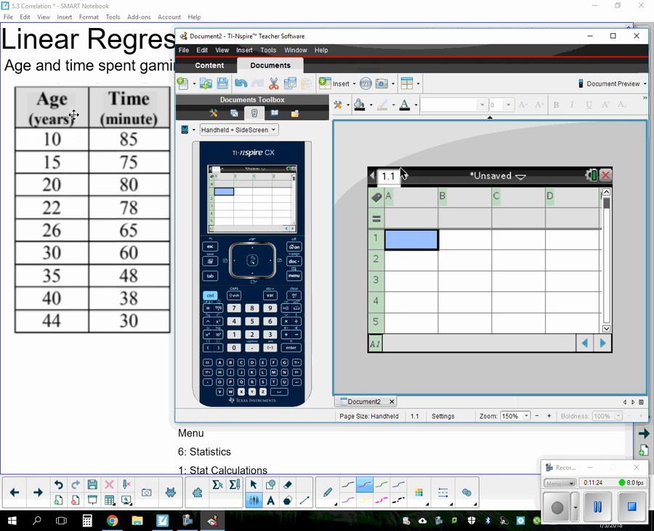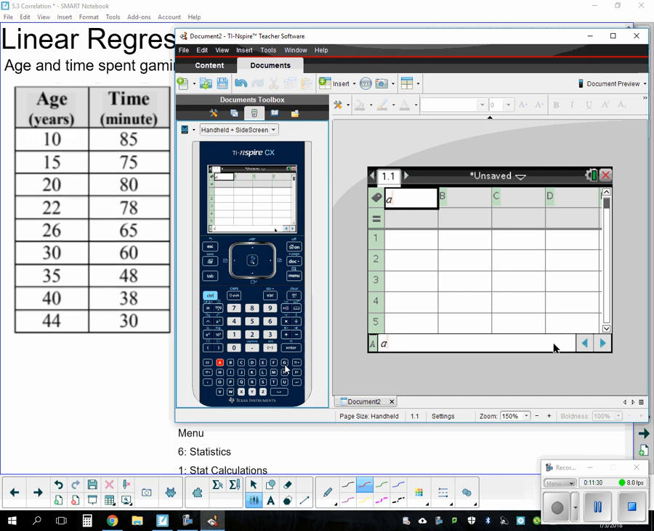So here are my lists over here. I'm going to just call this one A for age. You actually can spell it out if you want to. Let's do that. We haven't done that yet. Let's call it age. We want to skip this one. This is if you're typing in a formula. We don't have a formula, so skip that equal sign box. And then you're going to type in the rest of the numbers.